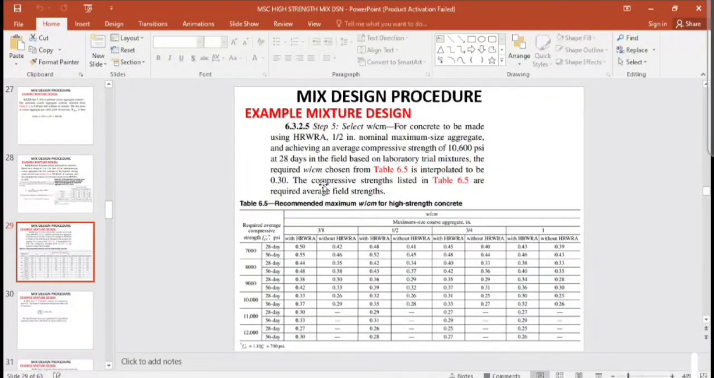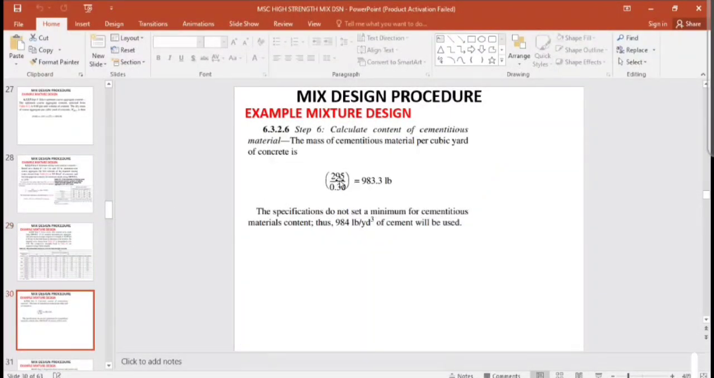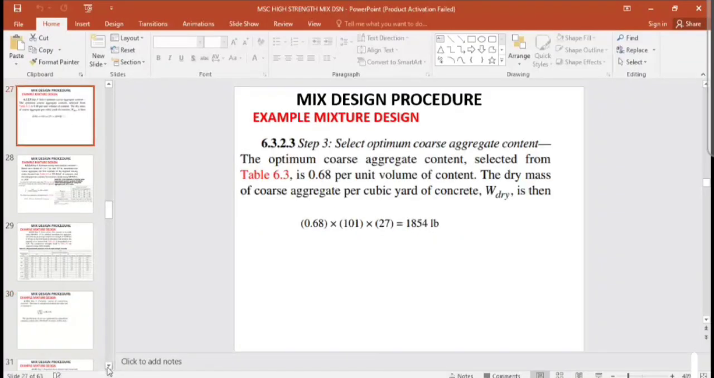Now we have found out the water to cement ratio. Water content is there with us. 295 was the water content. We know the water to cement ratio. We divide it. We will find out the cement content. So this is our cement content. So our cement content, you can say minimum cementitious content, will be 984. So we found the cement content, we found the water content, we have the aggregate content. So three values we got.